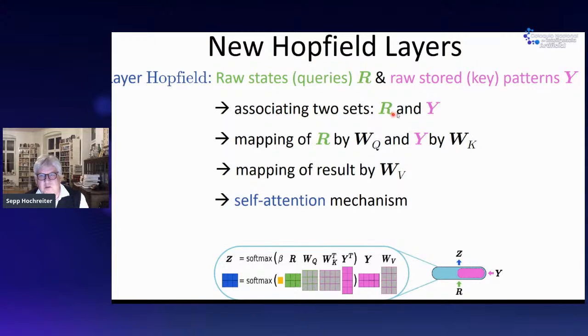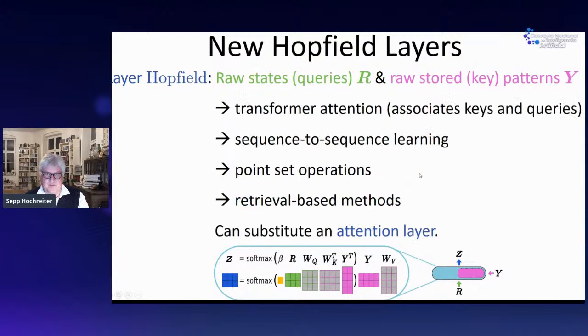Here we can associate two sets. It's the R, the query set, and the stored pattern sets. And of course, we can always map into the space where the Hopfield network lives. We can both map the queries and the patterns into some space, which is done in the transformer architecture.